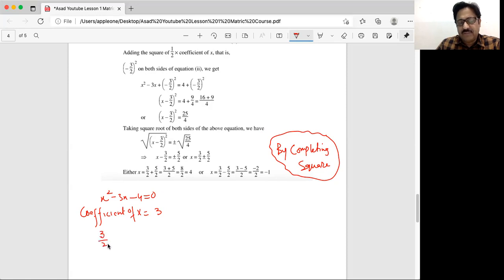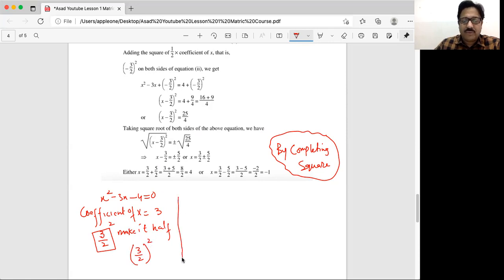Divide this 3 by 2. We say make it half. That is the rule. That is the method. Okay. So when you take the coefficient of x, divide by 2. Now square it. See, 3 over 2 whole square.